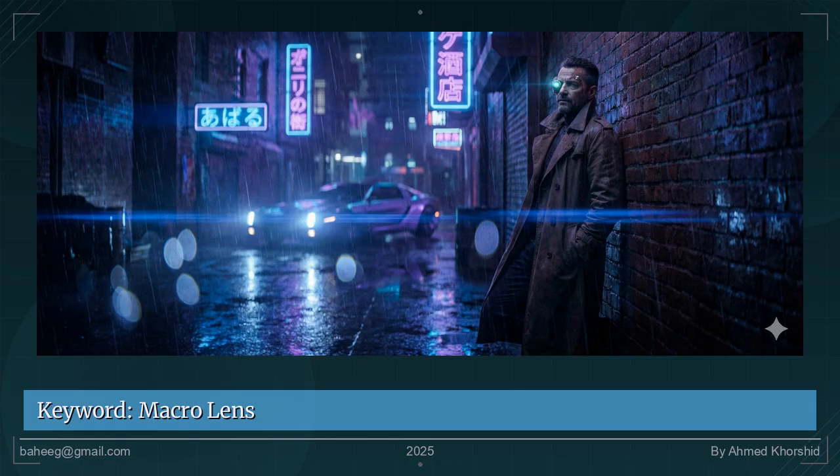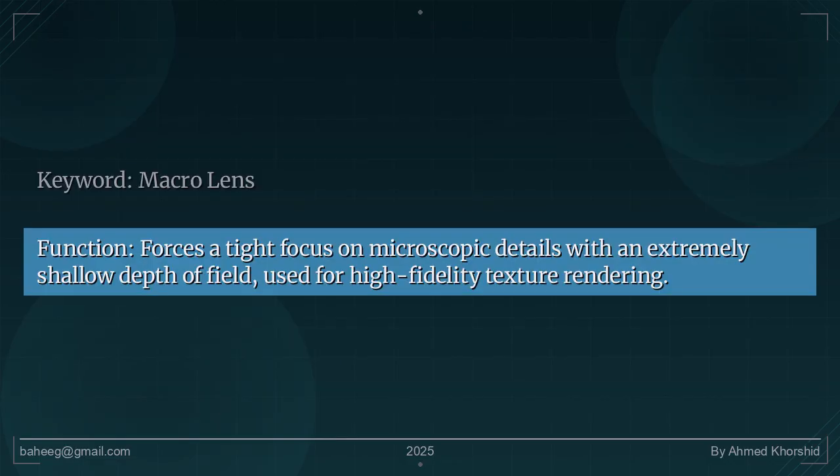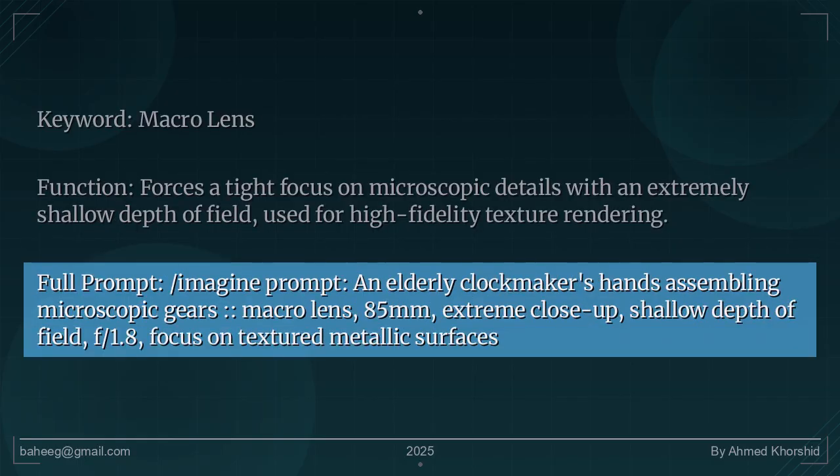Keyword: macro lens. Function: forces a tight focus on microscopic details with an extremely shallow depth of field, used for high-fidelity texture rendering. Full prompt: imagine prompt, an elderly clockmaker's hands assembling microscopic gears, macro lens, 85mm, extreme close-up, shallow depth of field, f1.8, focus on textured metallic surfaces.